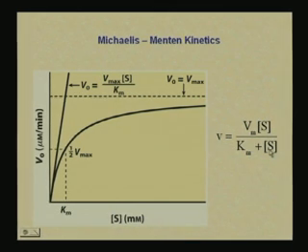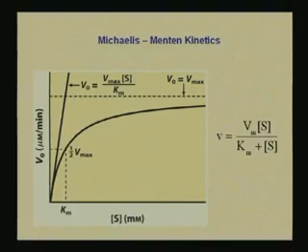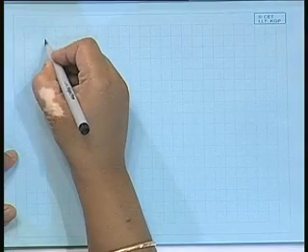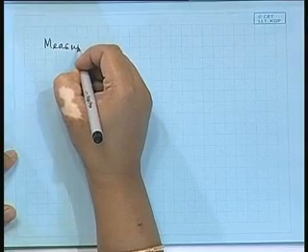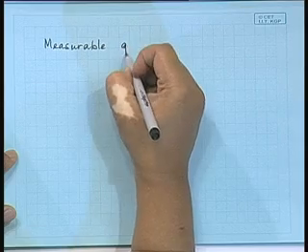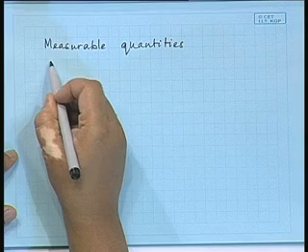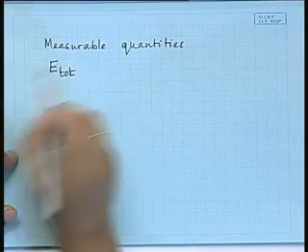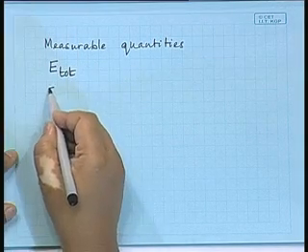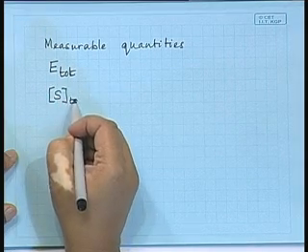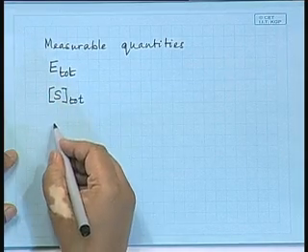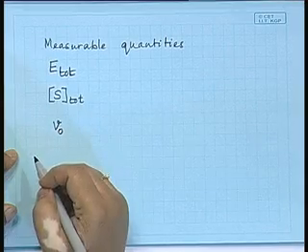Now, if I know the total enzyme concentration that I start off with, there are certain measurable quantities that I have. What are these measurable quantities? The measurable quantities are total enzyme concentration, total substrate concentration, and actually my initial velocity.